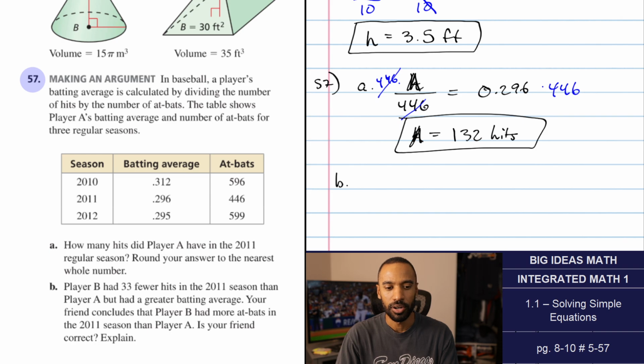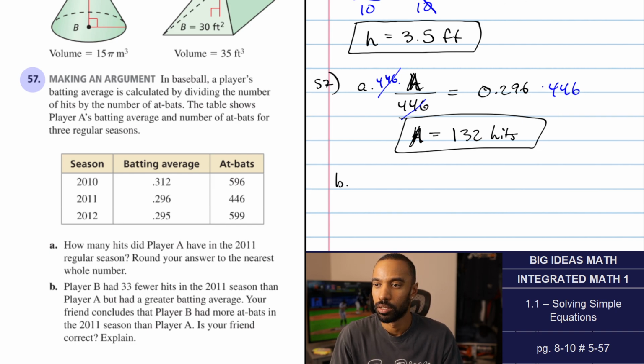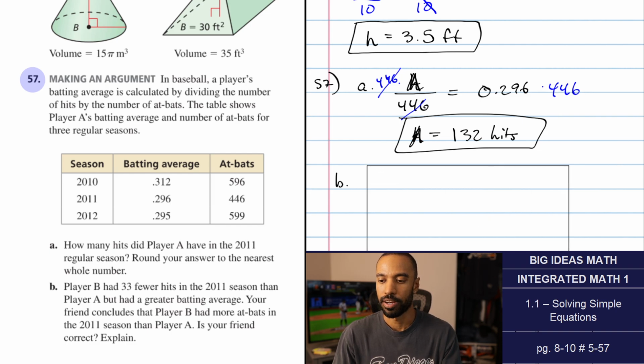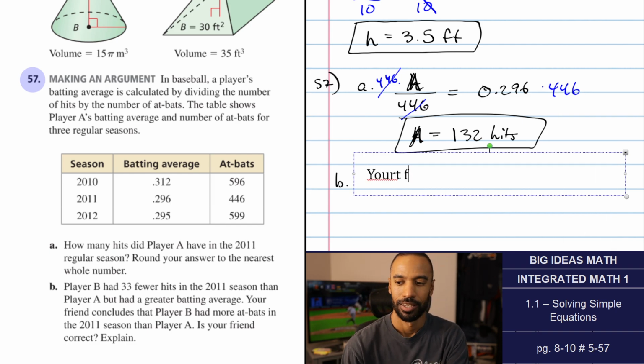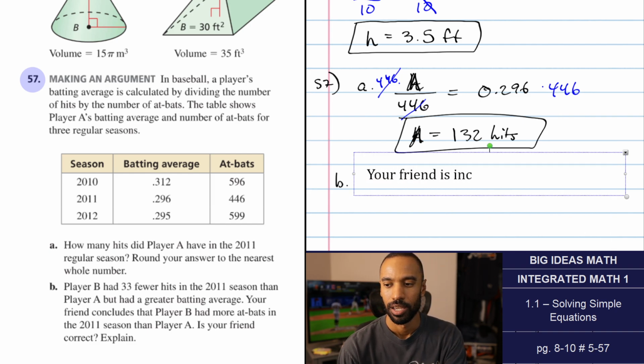Player B had 33 fewer hits in the 2011 season than player A, but had a greater batting average. Your friend concludes that player B had more at-bats in the 2011 season than player A. Is your friend correct? Explain. Your friend doesn't understand batting average. No, your friend is incorrect.